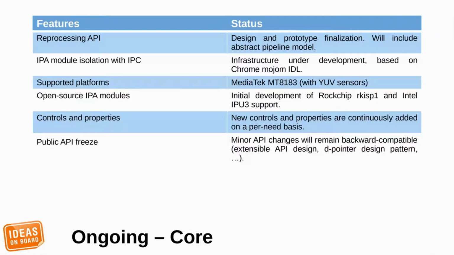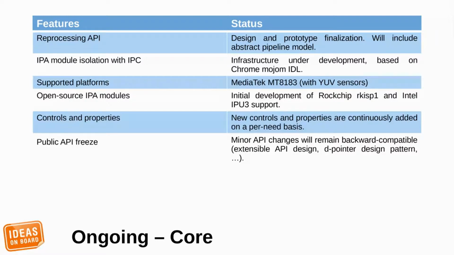There's work in progress to support the MediaTek MT8183 SoC, but only with YUV sensors to start with, so not with raw sensors in the internal ISP, but that's the first step. On the IPA module side, there's also work in progress to develop open source IPA modules for the Rockchip and Intel platforms, and that will be based on the Raspberry Pi code. We constantly add new controls and properties as they are needed, so I won't list them all individually.